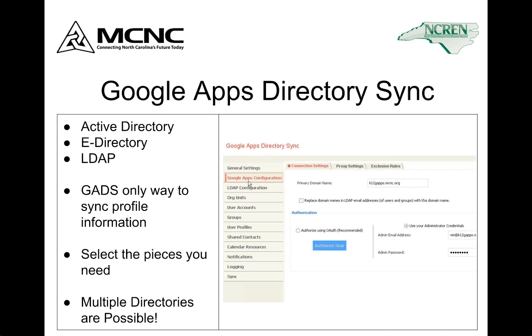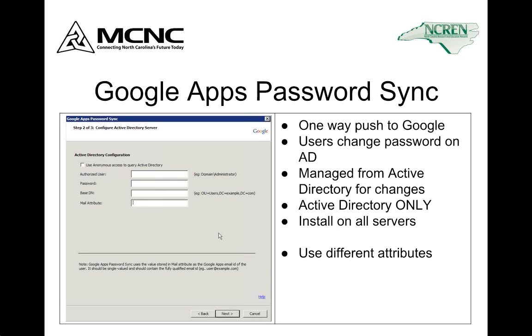Now, if you are using the GADS sync, you can also take advantage of Google Apps Password Sync. In both cases with GADS and GAPS, these are one-way pushes to Google. It's not synchronizing Google back to your Active Directory or anything along those lines. It's your directory pushing to Google Apps. So with GAPS, as a user changes their password in Active Directory, we can have it automatically change their password on Google to be the exact same thing.